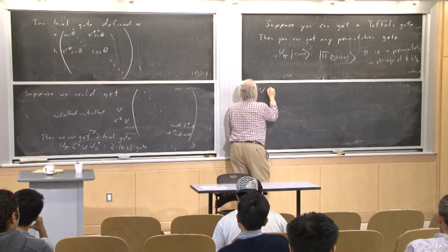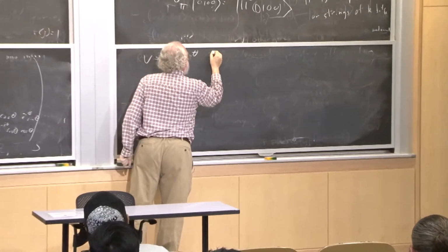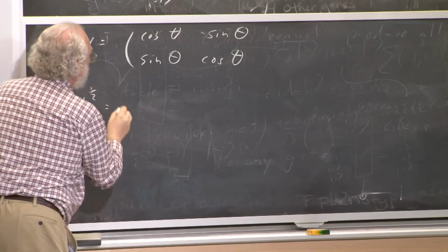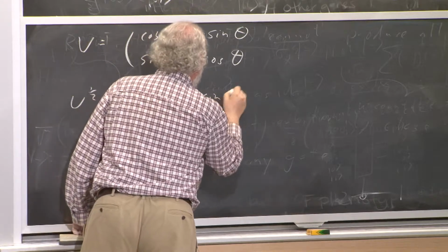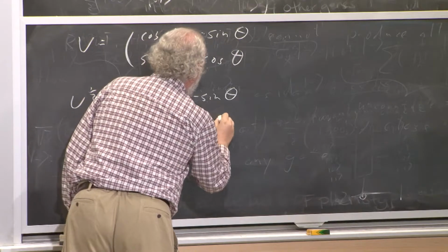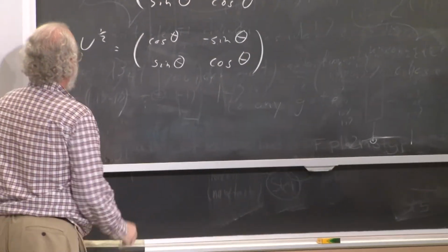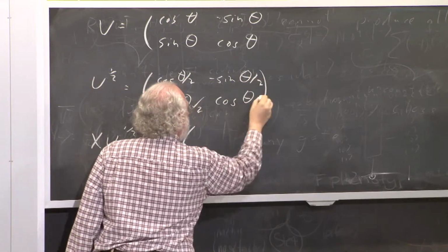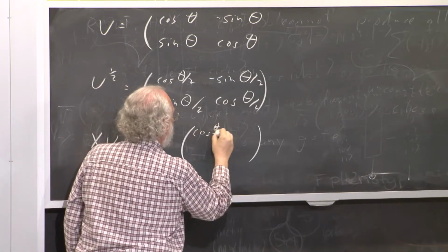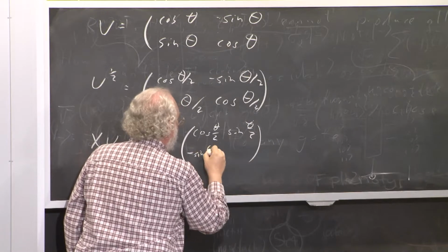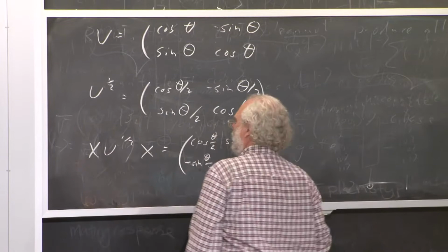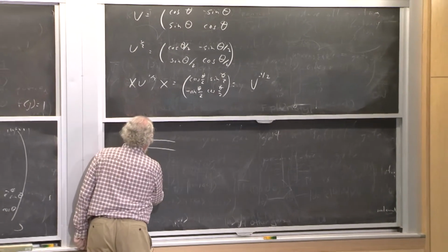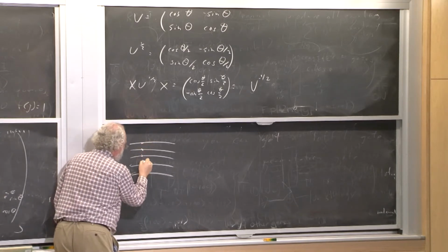Let's let U equal cos theta, minus sine theta, cos theta. U to the 1/2 is equal to cos theta over 2, sine theta over 2, minus sine theta over 2, cos theta over 2. X U to the 1/2 X is equal to U to the minus 1/2. I'm now going to write down a circuit which is going to produce U. At least I hope it's going to produce U.